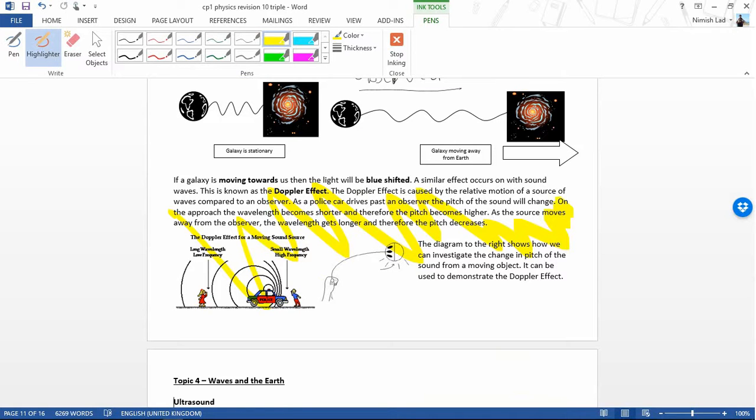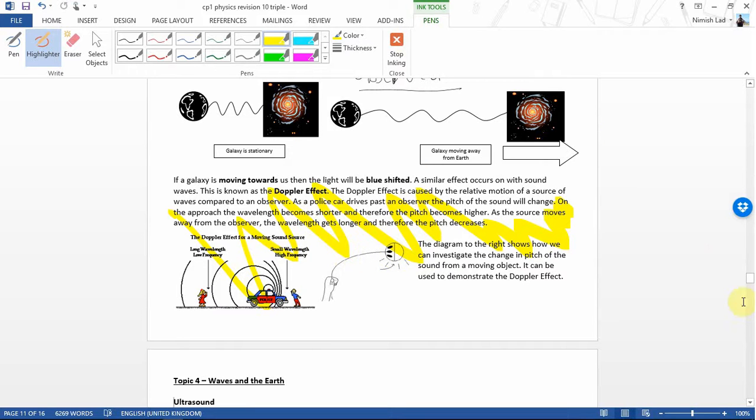So as a police car comes towards you, the frequency gets higher. In other words, the wavelength becomes shorter. As the car goes away from you, the frequency gets lower because the wavelength gets longer. That changes the pitch. Higher pitch, higher frequency. And vice versa. Lower pitch, lower frequency. Okay, it can also be investigated by moving a ball. So if that ball is spinning around, if it moves towards you, then the wavelength will be getting shorter, therefore higher frequency, higher pitch. And if it comes away from you, wavelength will be getting longer, lower frequency, lower pitch.